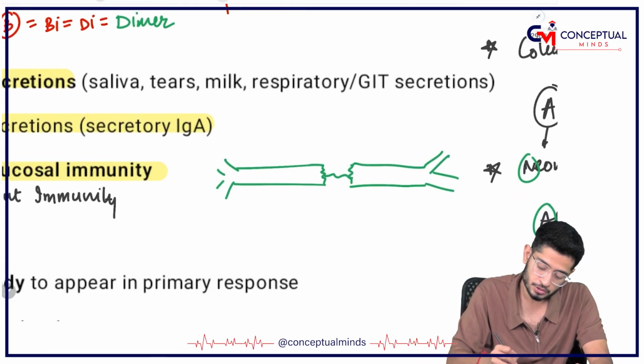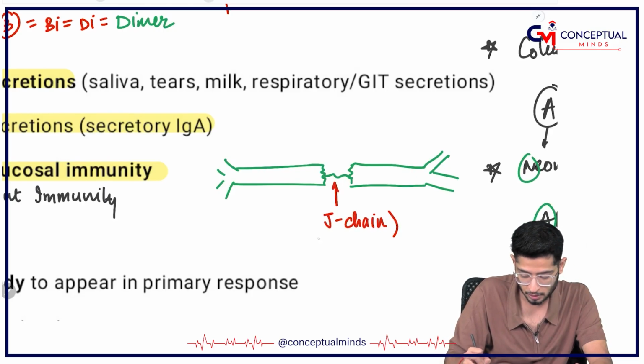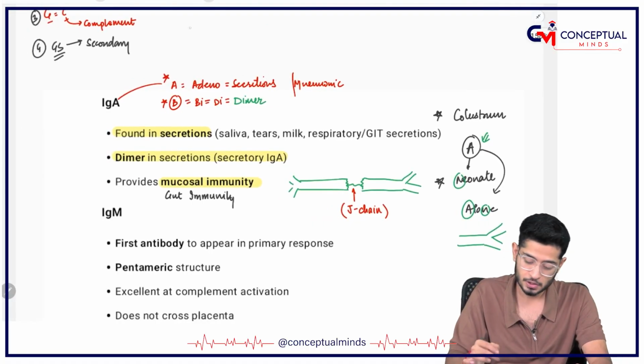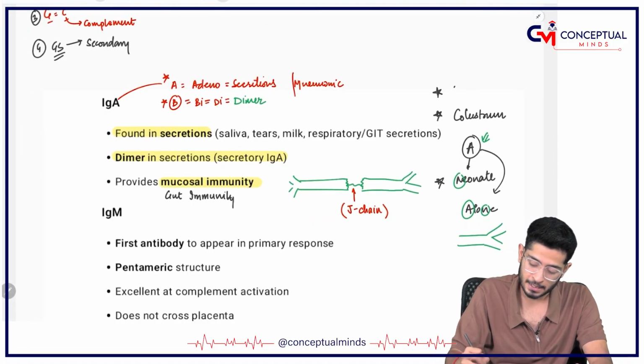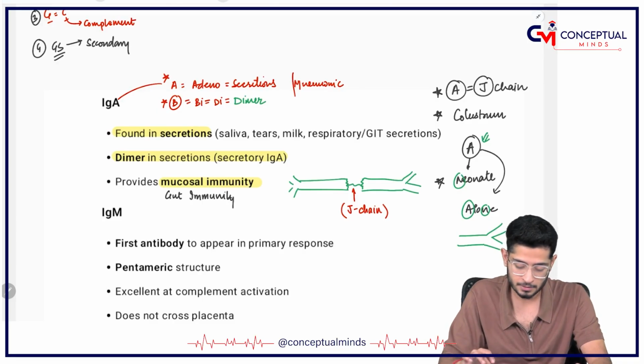If you focus on this structure, what is this? This is called the J chain. This is called what? J chain. So remember that the A antibody or A immunoglobulin is associated with the J chain as well.